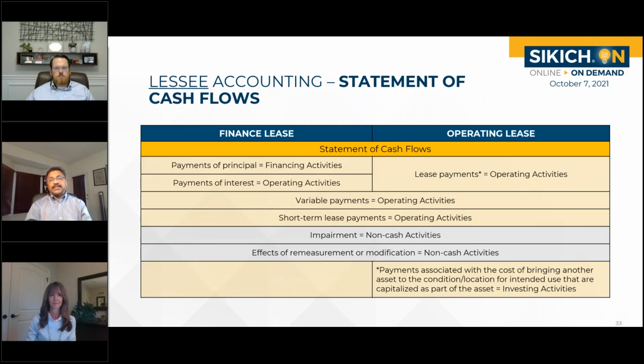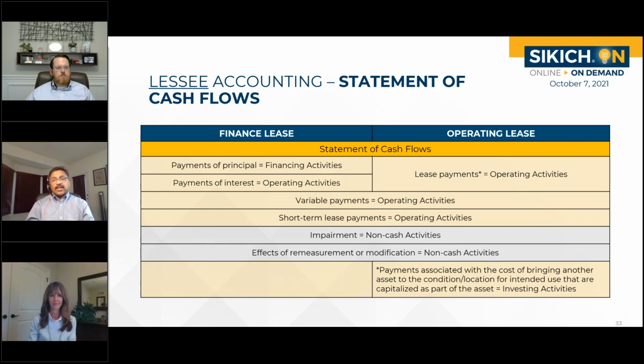Let's look at lessee's accounting in the statement of cash flows. For finance lease, payments of principal amount will be classified within financing activities, and the interest portion of the lease payment will be classified within operating activities. For operating leases, lease liability payments will be classified within operating activities.